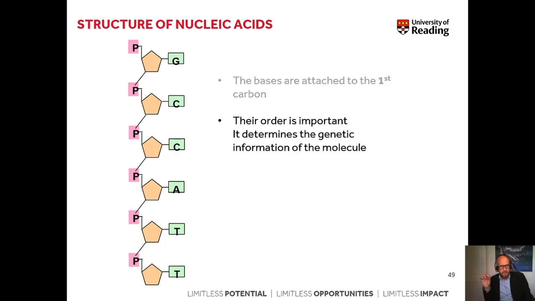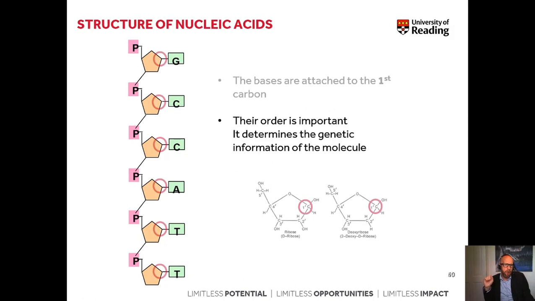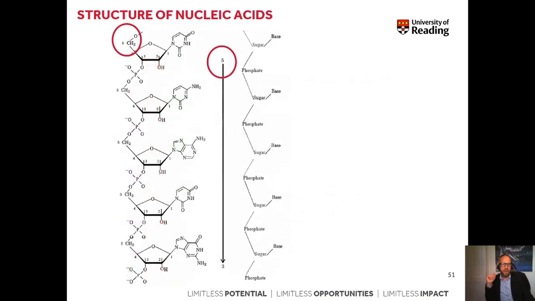And the order of those bases is important. It determines the genetic information of the whole DNA or RNA molecule. As you can see here, there are different bases attached to those sugars, and the sequence of those is our genetic code. But we will have a dedicated lecture on the properties of the genetic code in a few weeks' time. So as you can see here, we have a clear polarity in nucleic acids. We have the 5' end, and there is also the 3' end. And this is the case for both RNA and DNA molecules.